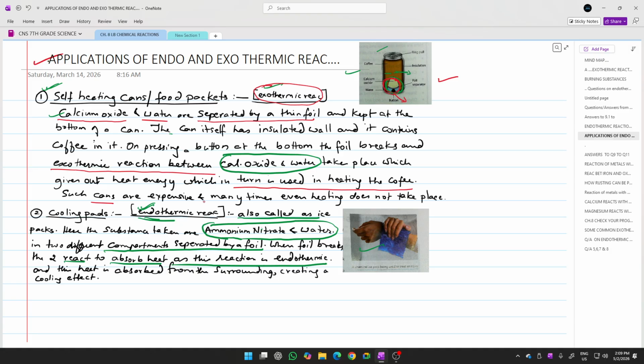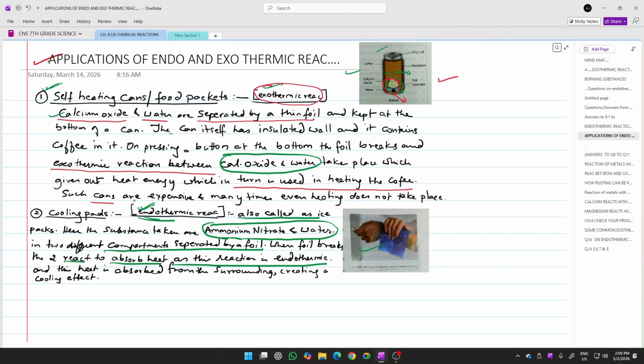That is, the exothermic reaction is taking place and the heat energy is released, and that heat energy is used in warming up the stuff inside the packet or the can. So these are the examples of the application of exothermic reaction. Here we have made use of an exothermic reaction.